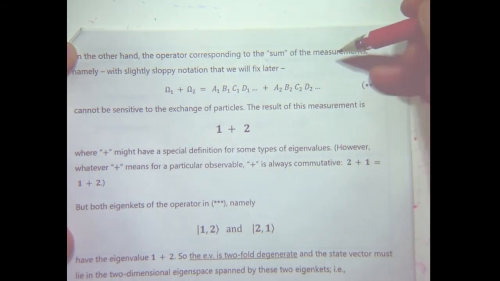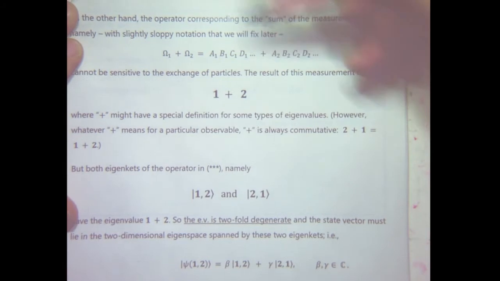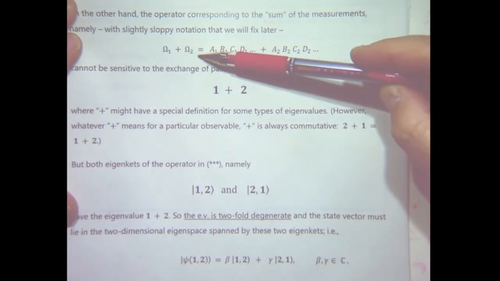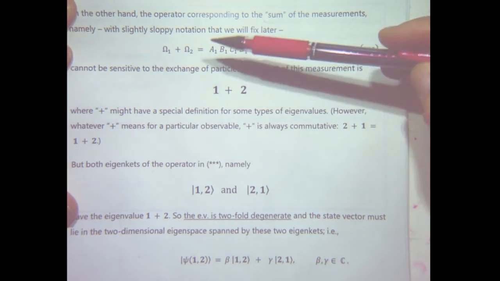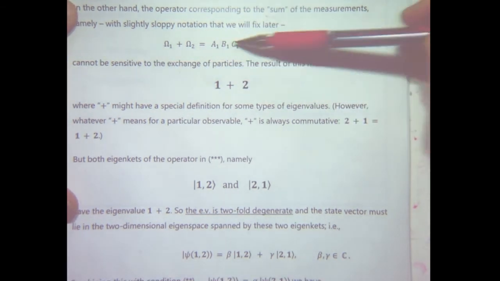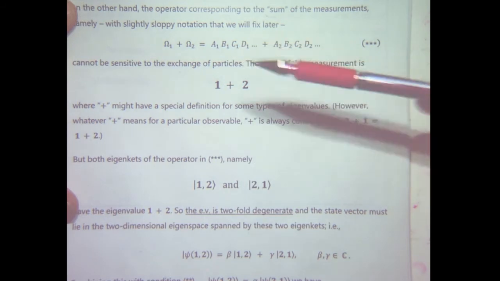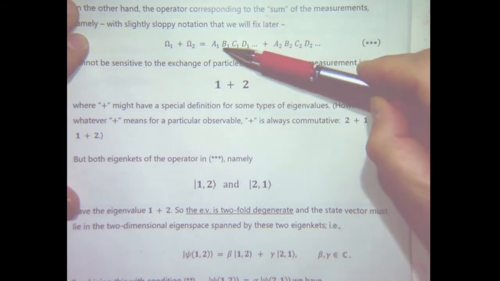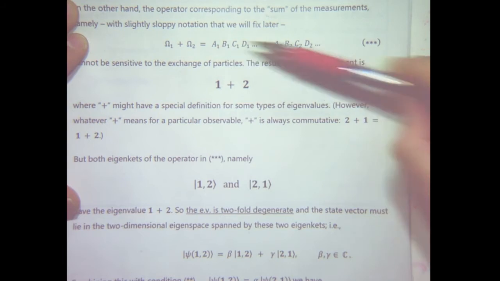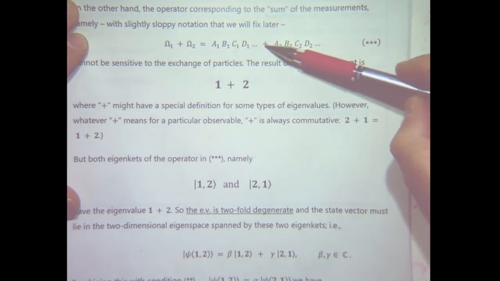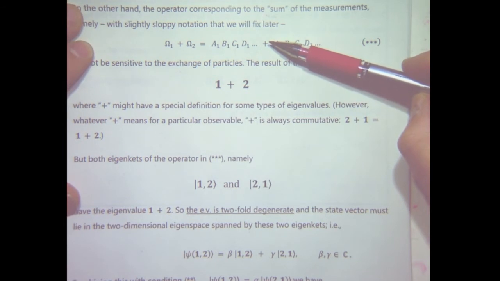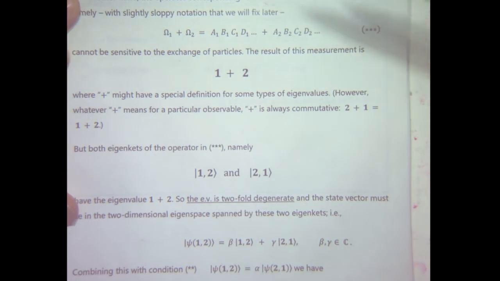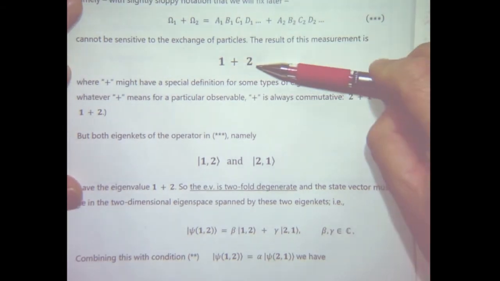Okay, so that's one equation, but on the other hand, the operator corresponding to the sum of the measurements would be the operator omega 1 plus omega 2. That cannot be sensitive to the exchange of particles. If you exchange the particles, then this operator goes there, that one goes there, and that's just ordinary plus. Plus is commutative. So it's the same, and the result of the measurement is 1 plus 2.